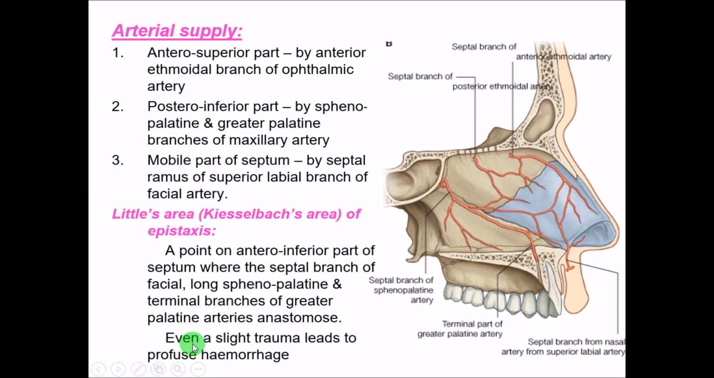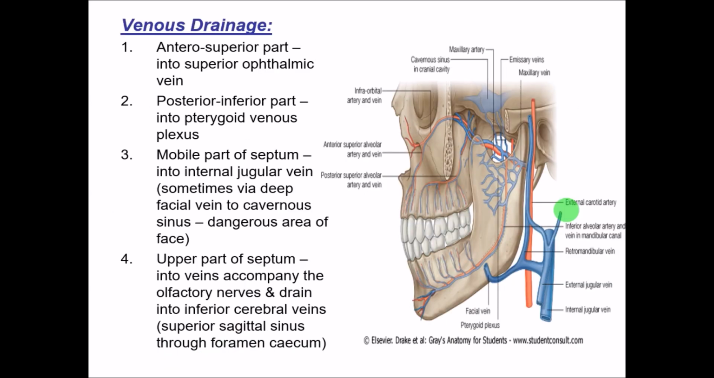So what is the importance? Even a slight trauma leads to profuse hemorrhage from this part. So this is a very important area which is highly supplied by a lot of arteries. Where the anastomosis of all these 3 arteries takes place, it is a highly vascular area, and even slight trauma will lead to severe bleeding from this part. Okay, so this is called the Little's area.